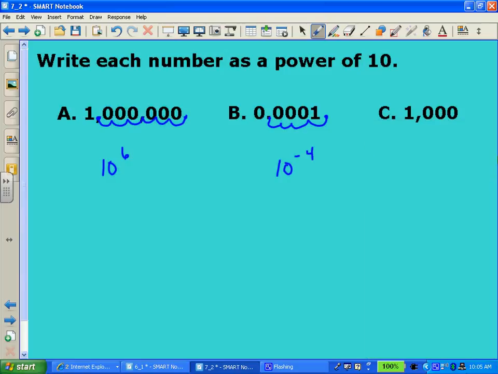And one more example here. So here's where the decimal currently is. Here's where it would be with the power of 10. So it moved 1, 2, 3 spots to the right, so that would be 10 to the 3rd. Okay? So if I have a number that's not a power of 10 and I want to write it as a power of 10, that's how I would do that.